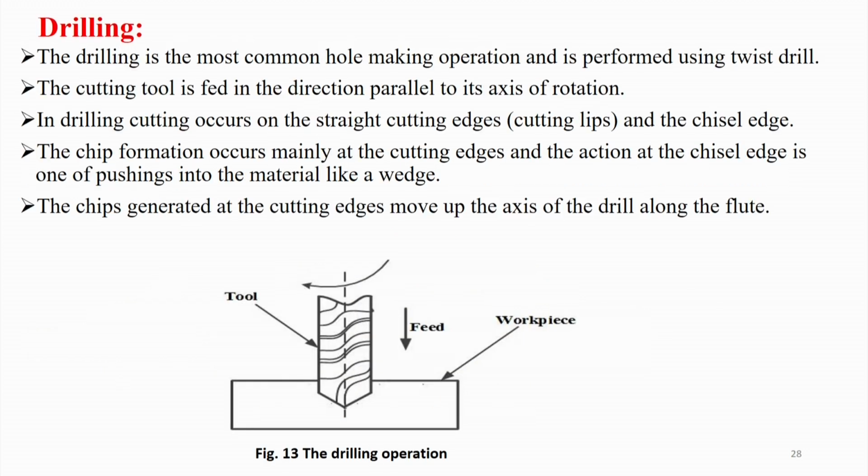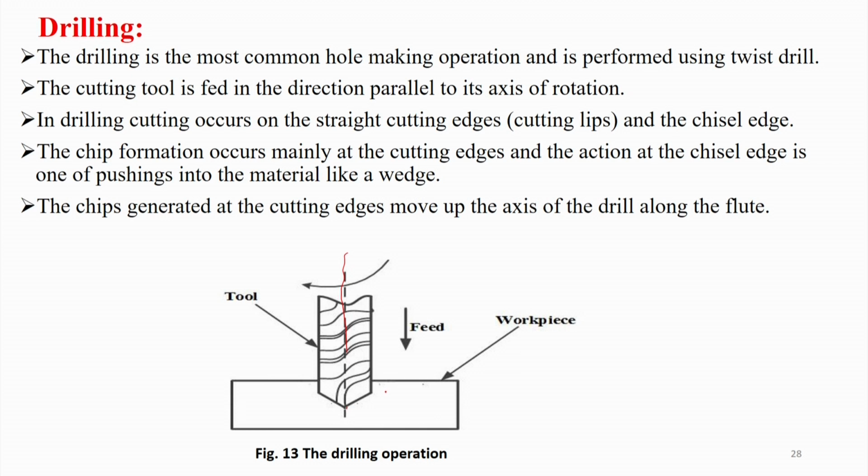And drilling is the most common hole making operation and is performed using a twist drill. The cutting tool is fed in the direction parallel to its axis of rotation. The axis of rotation is this, so the feed will also be in this direction. In drilling, cutting occurs on the straight cutting edges, called cutting lips, and the chisel edge here, and the cutting edge is straight here.